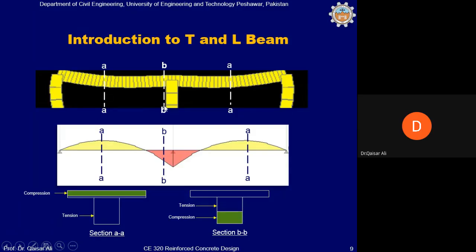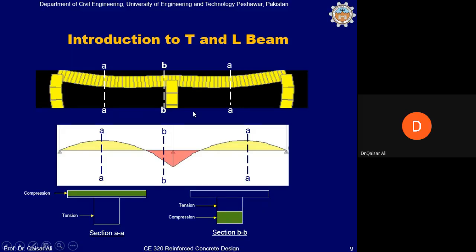In the case of section BB, the bending moment diagram is a negative bending moment diagram. In the case of negative bending moment, tensile stresses are produced in the upper fiber of the beam, and compressive stresses are produced in the bottom side. So when tensile stresses are produced in the top side of the beam, it means that the slab and some part of the beam are subjected to tensile stresses, and the bottom side of the beam is subjected to compressive stresses.